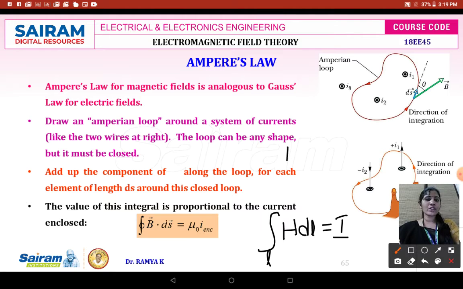But the relationship between magnetic flux density and magnetic field intensity is going to be B is equal to mu into H. The value of mu is going to be constant, that is mu naught into mu r, and H you can identify it.